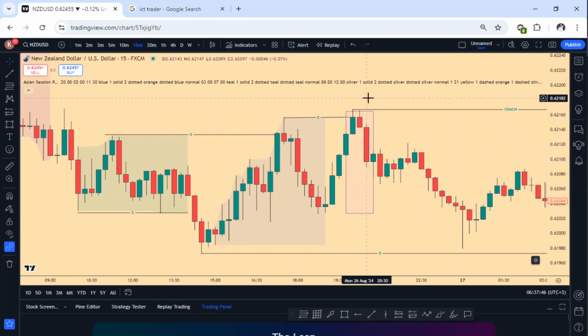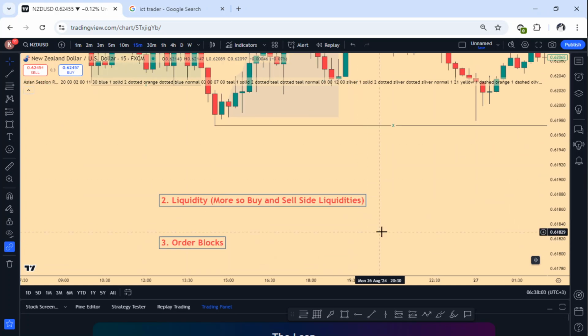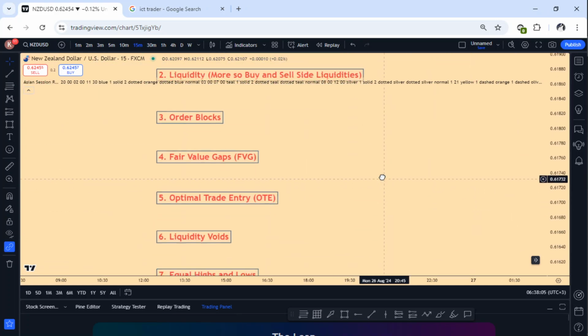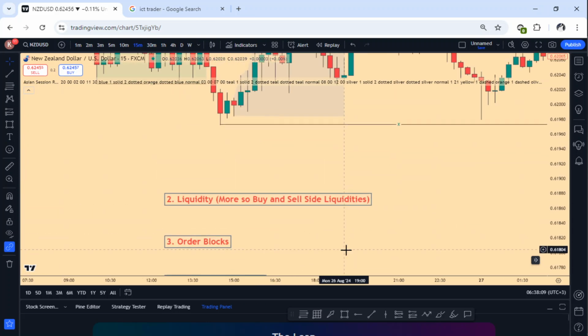If this was 4 hours bullish price action, it means they would go to 15 minutes and look to take pullbacks up to this level, hopefully, and then before they can get another bullish continuation. Now that is price void, liquidity void. There's another one of equal highs and lows. Now check here.